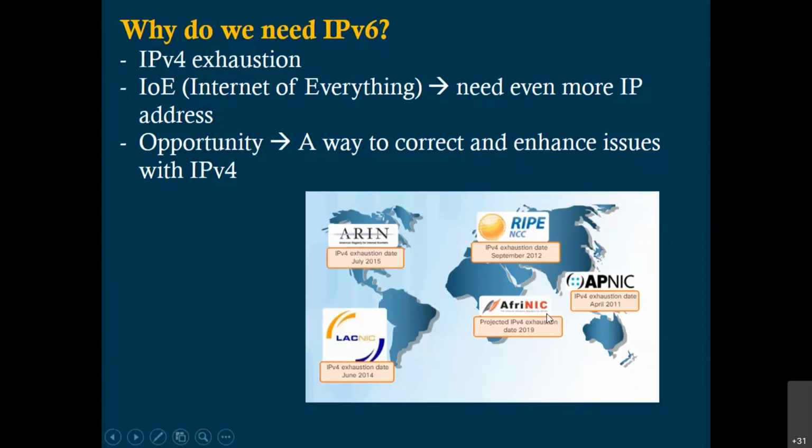So if you look at here, most of the dates have been passed. This is the projected IPv4 exhaustion date. They have been passed. That's why you see many organizations relying on private addressing. One address is used within their organization, and then NAT translates that into a public address to go into the internet.